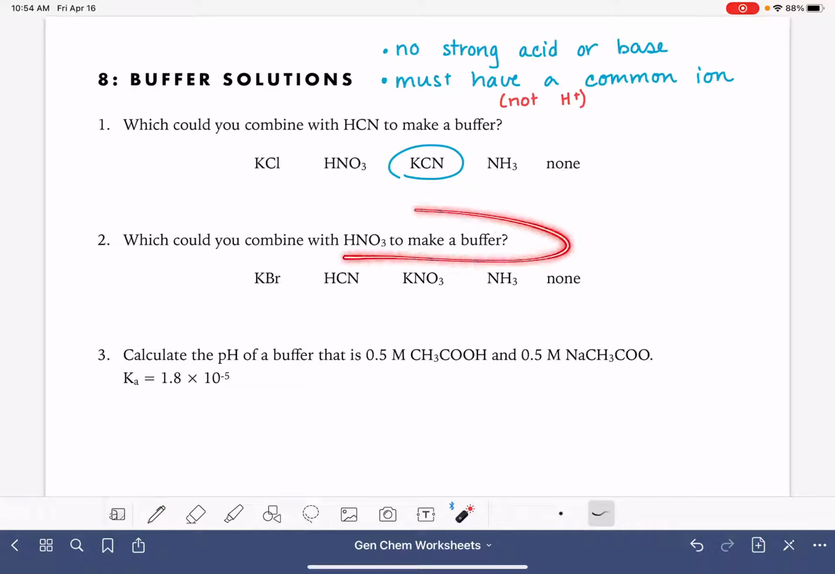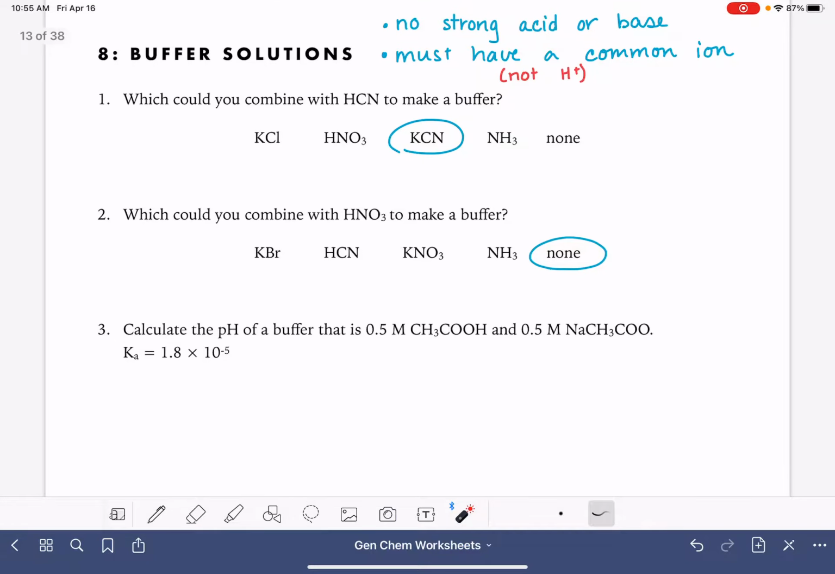What about our next one? What could we combine with HNO3 to make a buffer? First thing that we need to do is make sure that we're not dealing with a strong acid or a strong base. And this is a strong acid. HNO3 is one of our strong acids, which means that there's nothing you can do to turn this into a buffer. You could not combine anything with HNO3 and have it be a buffer.